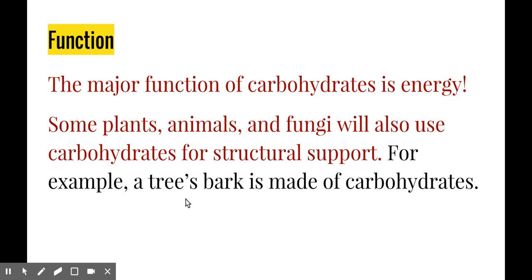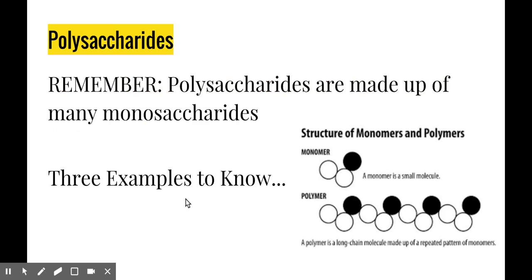So the major function of carbohydrates is energy, whether it's quick energy or more long-term energy storage. Your smaller molecules, your monosaccharides and disaccharides, are going to be your quicker form of energy, and your larger polysaccharides are going to be your more long-term energy storage. There are some plants, animals, and fungi that also use carbohydrates for structural support. So for example, tree bark is made of carbohydrates. So we're going to look at some specific examples.